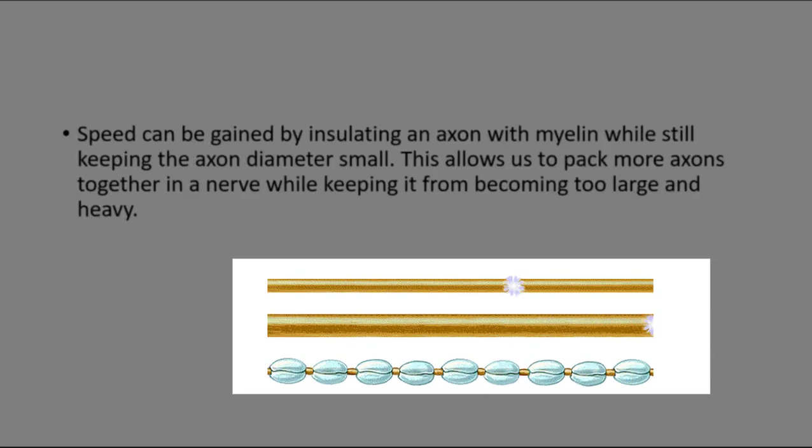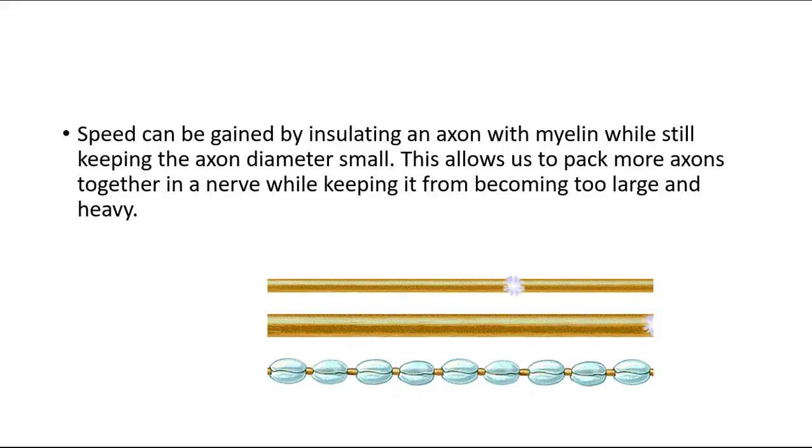Did you see? How about like this? So speed can be gained by insulating an axon with myelin sheath, while still keeping the axon diameter small. This allows us to pack more axons together in a nerve while keeping it from becoming too large and heavy.